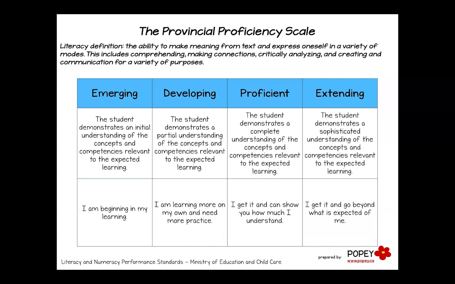So we know what emerging, developing, proficient, and extending means in our teacher world, but it's even more important that our students know what these different describing words mean in terms of their learning, and of course as they're self-assessing and thinking of goals and being part of their learning experience. So: I'm beginning in my learning. Developing: I'm learning more on my own and need more practice. Proficient: I get it and can show you how much I understand. And then extending: I get it and I go beyond what is expected of me.